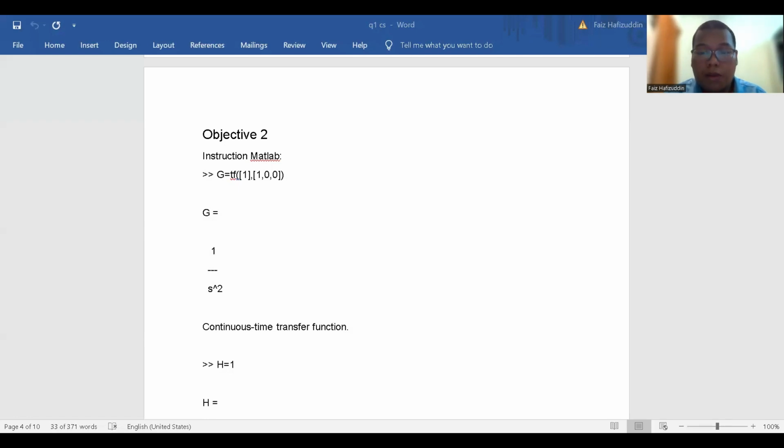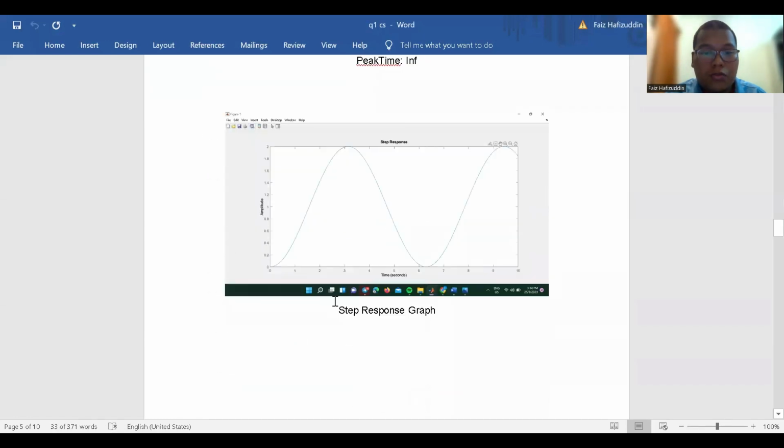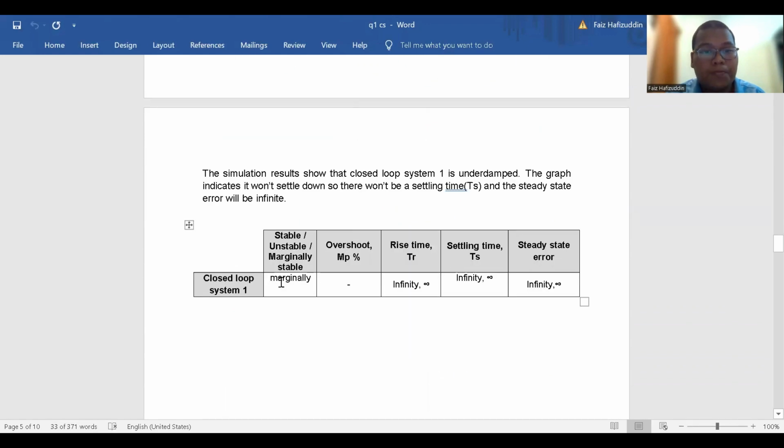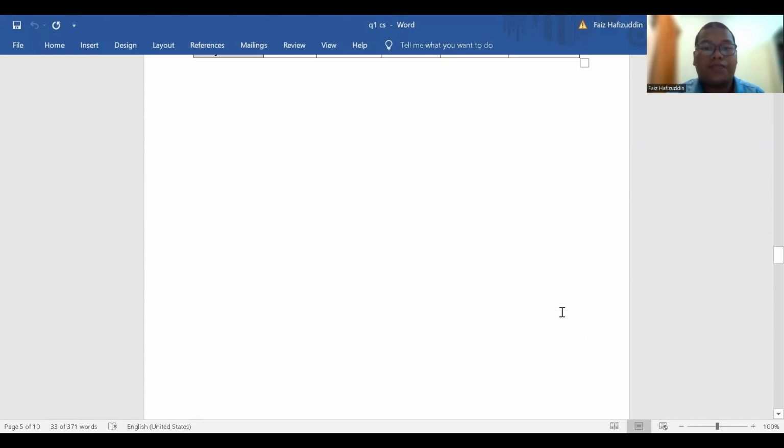So based on the report here, I also inserted the step response graph here, and I also gave some explanation here. And as we can see in the table here, the graph is marginally stable, and there is no overshoot, while the steady state is infinity, and the steady state error is infinity.